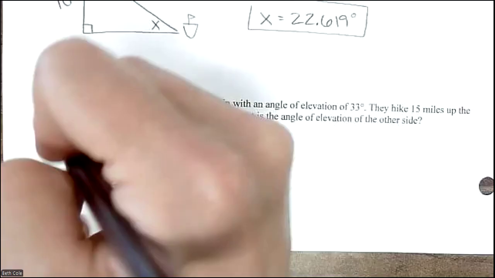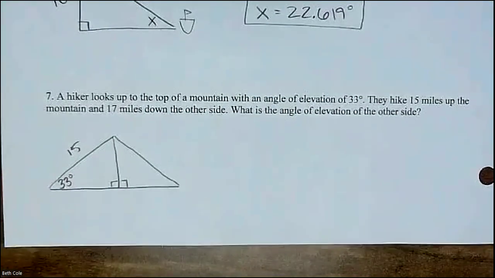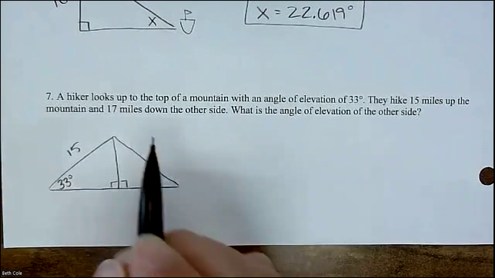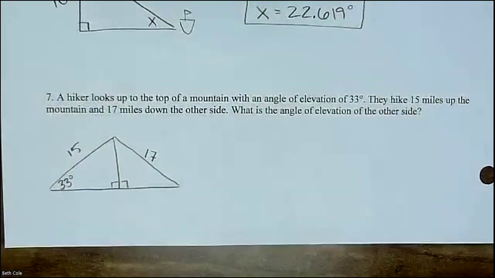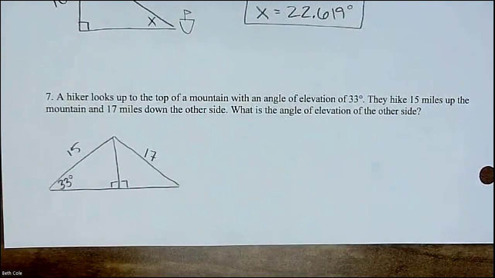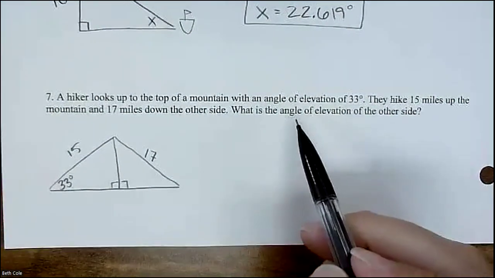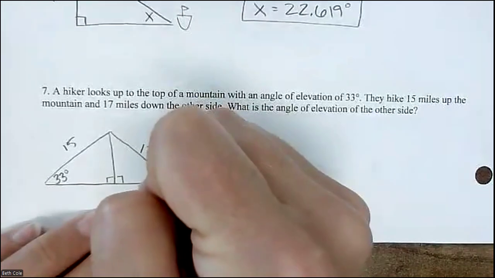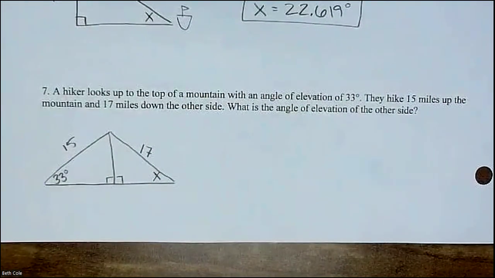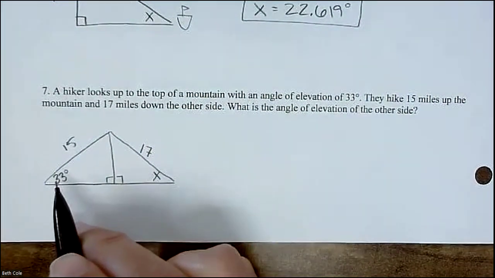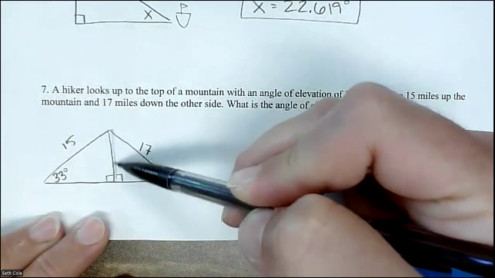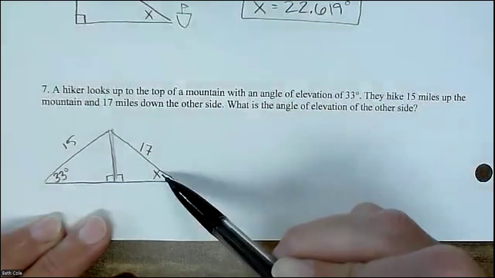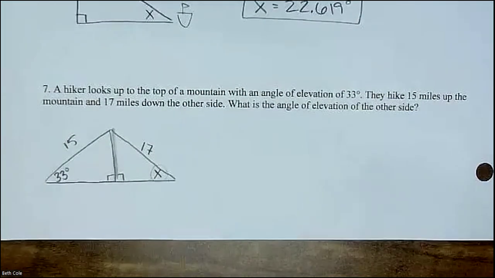So they hike 15 miles up the mountain. That's going to go right there. Where is the 17 going to go? Yeah, on the other side. And 17 down the other side. Mountains aren't going to be perfectly symmetric. What is the angle of elevation on the other side? So that one right there. So it's not perfectly symmetric. So it's not going to be 33. We're going to have to find the height of the mountain first before we can get this part. So it's going to be like a two-step problem.